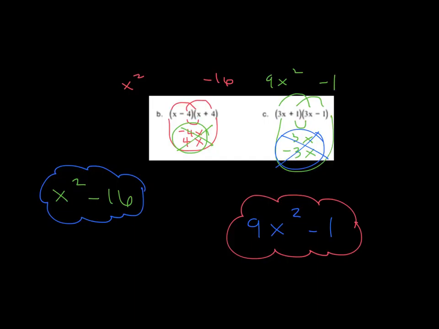Now, whether or not you can recognize that you could just use the pattern to create this, or whether or not you have to use FOIL, I do not have a preference. It will be helpful when we start factoring if you do recognize that this is going to make a sum and difference, or that a sum and difference makes the difference of 2 squares. All right, let's go ahead and look at the square of a binomial.